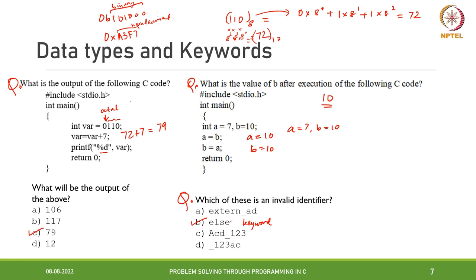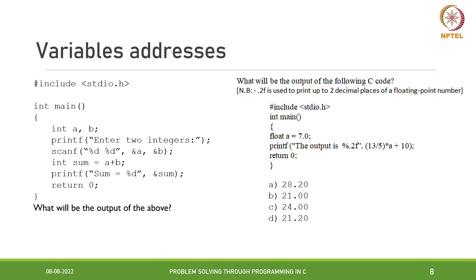Yes, so the notation here: you start with just a 0 and then the number. For binary, you write 0, then small b, and then the binary number. Similarly, for hexadecimal, you write 0, then small x, then whatever hexadecimal number. Okay, then we'll go to the next question.